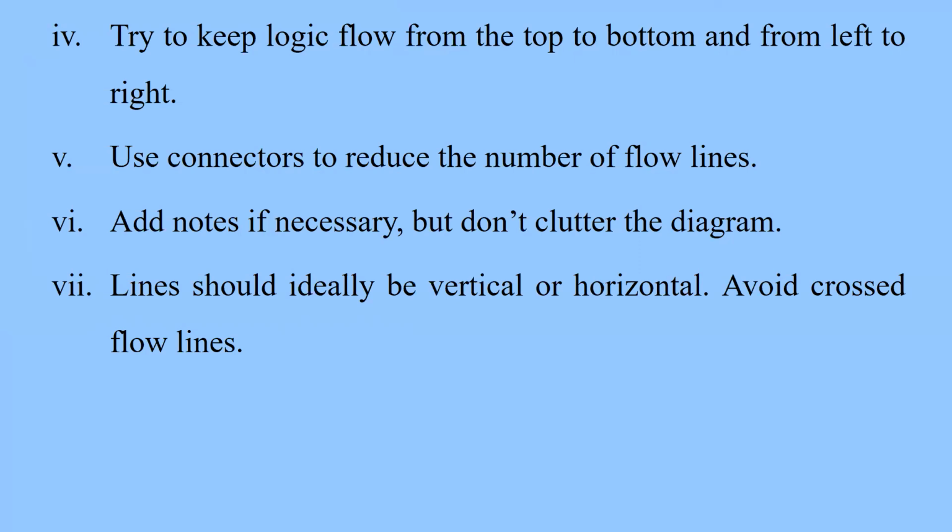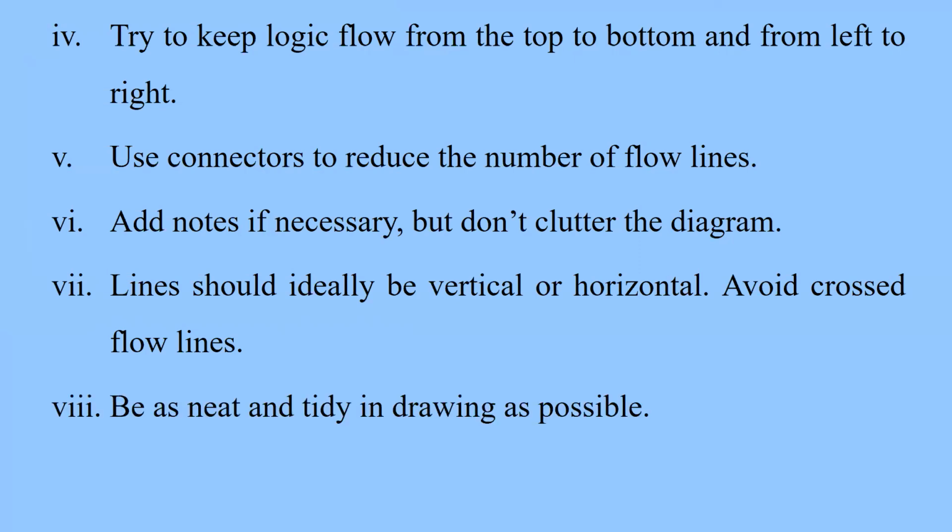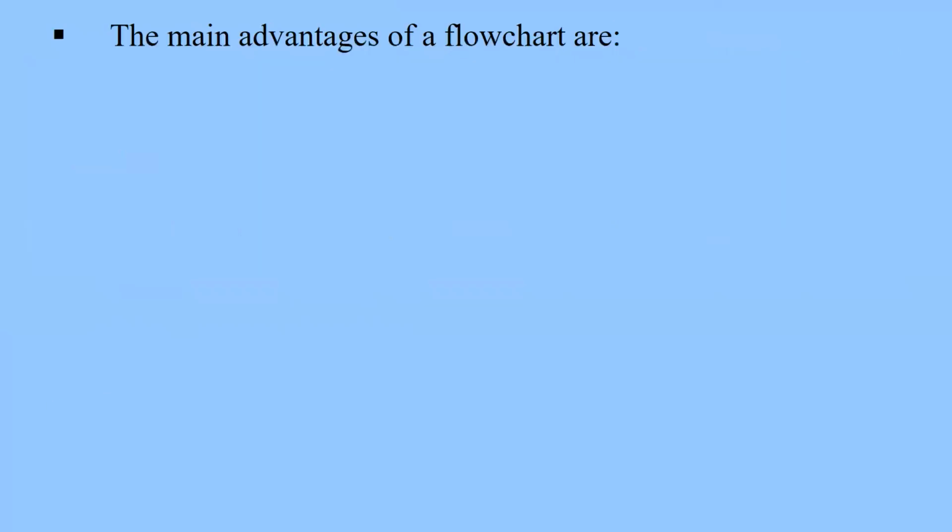Number seven, the lines should ideally be vertical or horizontal. So avoid crossed flow of lines. And that's what I've already said. Don't have arrows crisscrossing each other. Number eight, be as neat and tidy as possible when you are drawing a flowchart.